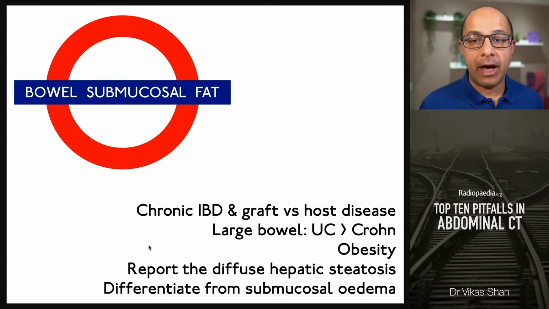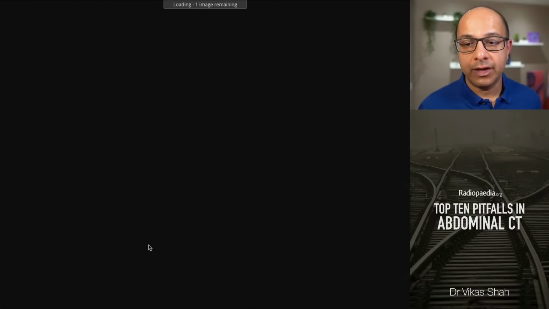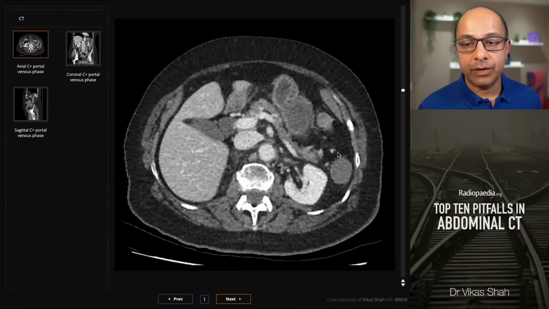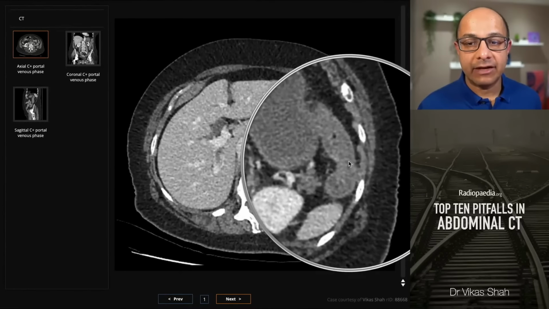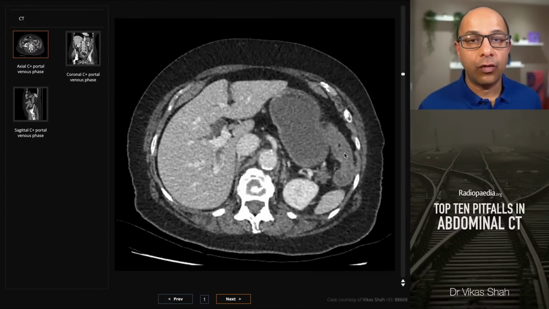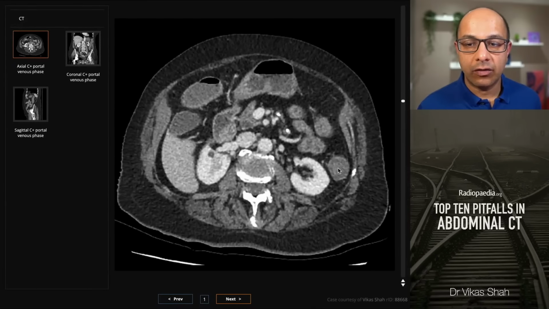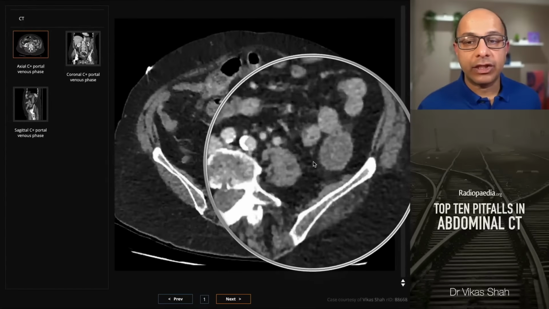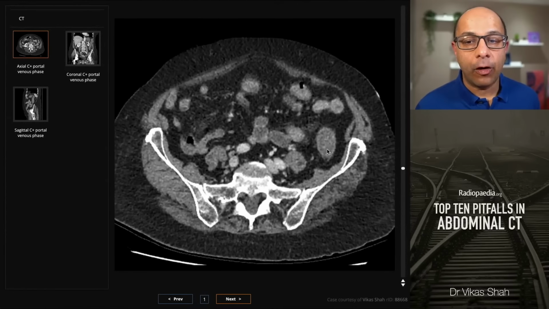So here's an example of someone who's got submucosal edema extending from the distal transverse colon all the way down the descending colon down to the sigmoid. And if you want, you can put an ROI on the submucosal space to measure, and here you'd find fluid density, versus the other case I showed you earlier where you'd find fat density. And this is an example of ischemic colitis.